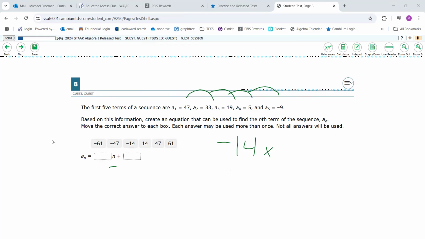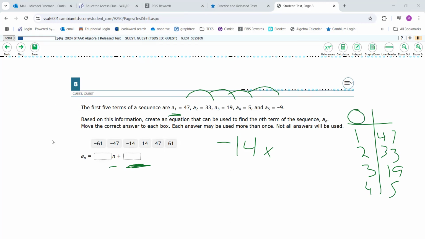But this A of 1 means this is our first term, right? If I made a table, where x is 1, y is 47, where x is 2, y is 33, and the third term is 19, and the fourth term is 5, and so forth. But this is where our y-intercept goes. Well, we know the y-intercept is where x is 0.